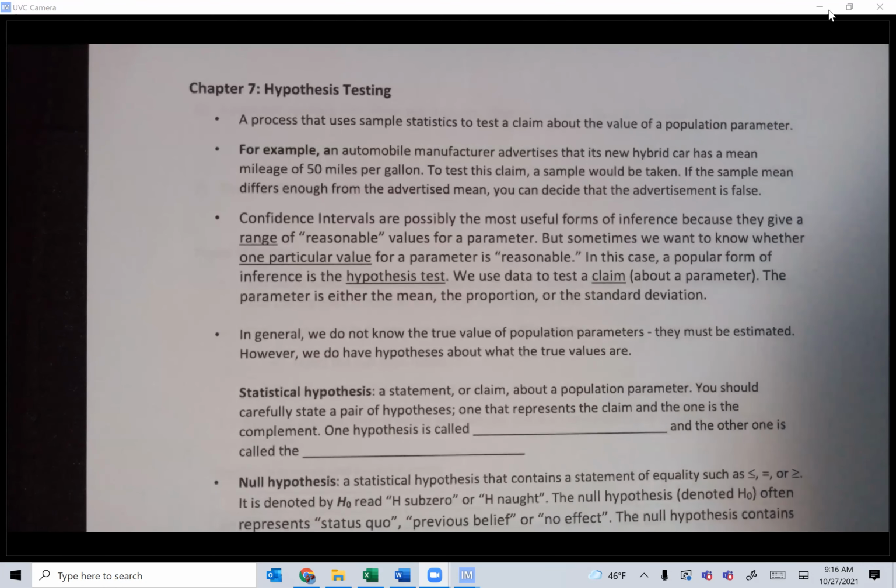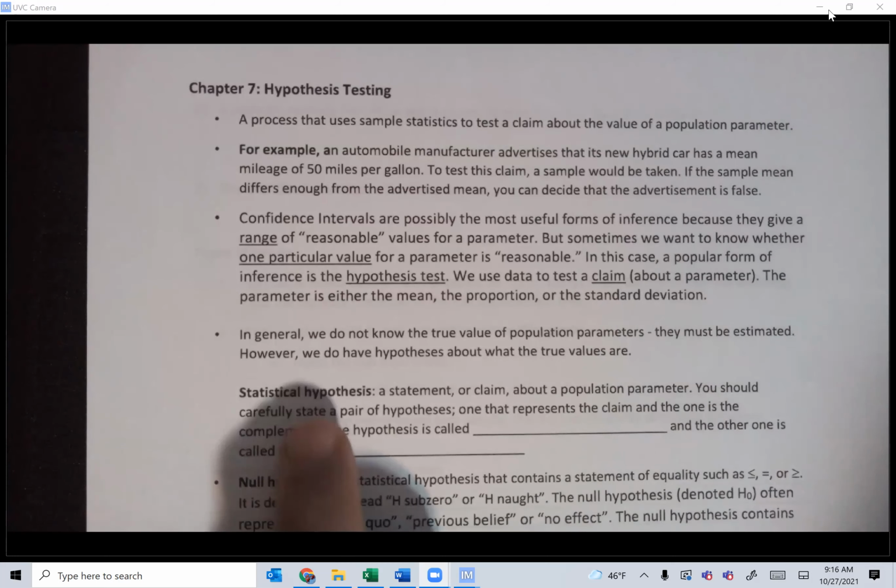So there will be two hypotheses here, guys. The first one is called the null hypothesis. We assume that the advertisement is true, that the mean mileage is 50 miles per gallon. The alternative hypothesis that you learned how to work with on Monday will be that the mileage is not 50 miles per gallon. And we'll see which hypothesis will prevail. That's what you're going to learn today.